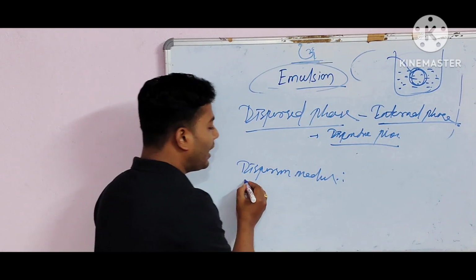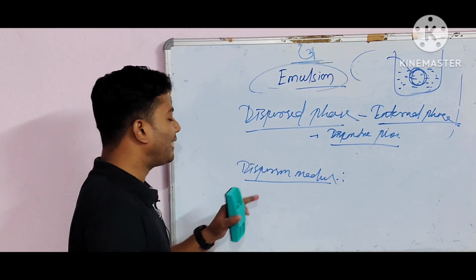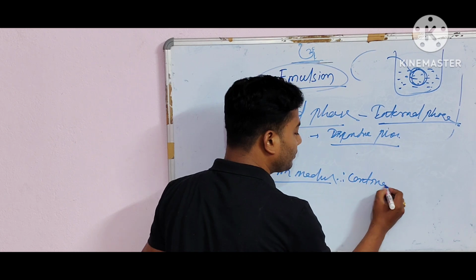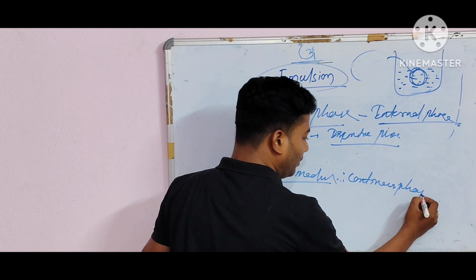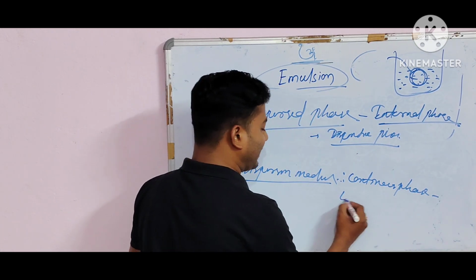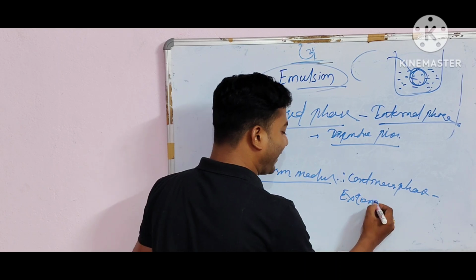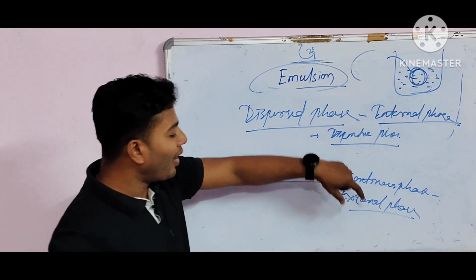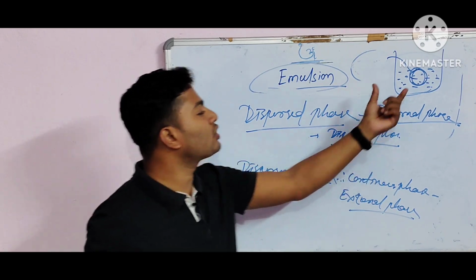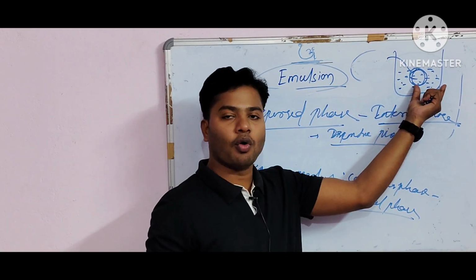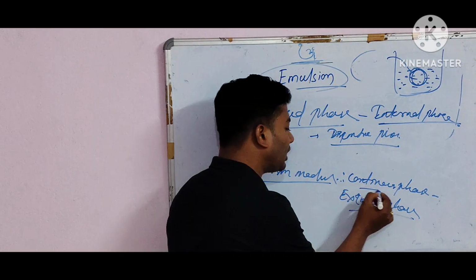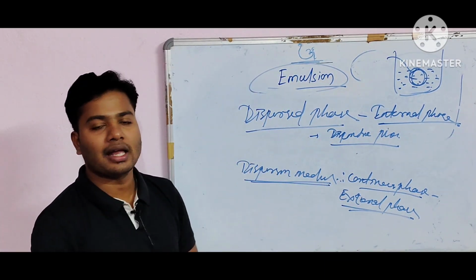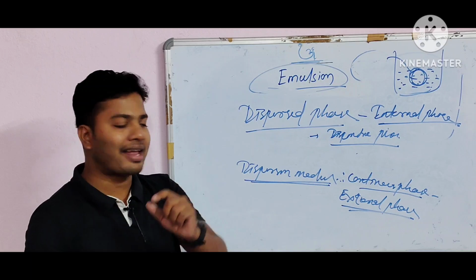The second thing is dispersion medium. Dispersion medium is also called the continuous phase, or you can say it is the external phase. Why is it called the external phase? Because the outer side of the medium, this outer part, is known as the continuous phase, dispersion medium, or external phase. Some questions will arise in your exam paper.